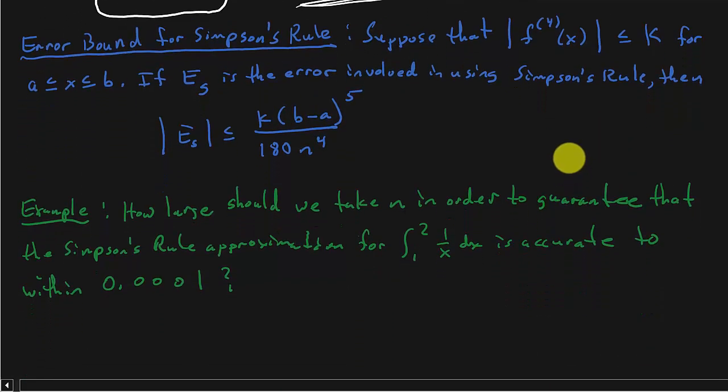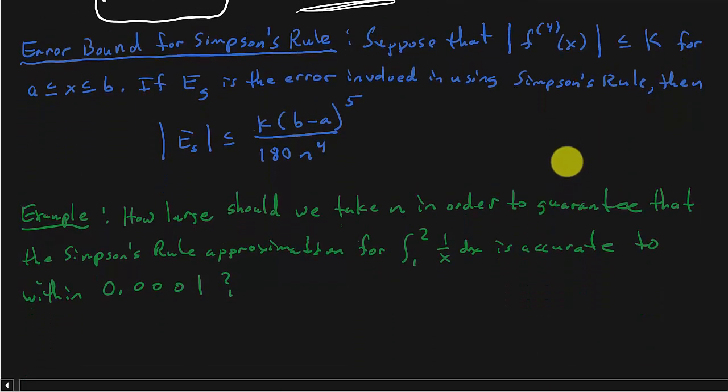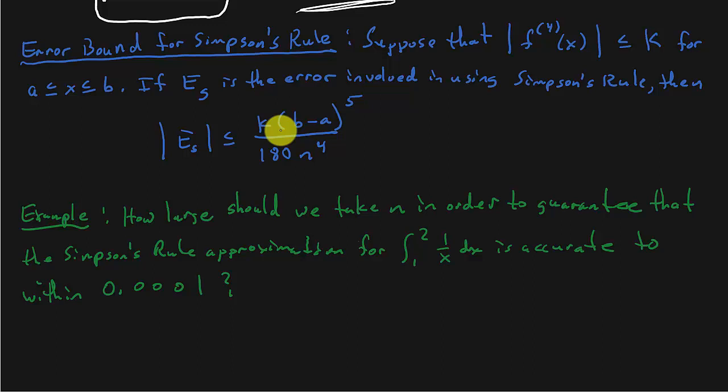All right, so now let's look for the error bound for Simpson's rule. Suppose that the fourth derivative of f(x) is less than or equal to k for x between a and b. Then the error involved in using Simpson's rule is less than or equal to k times (b minus a) to the 5th over 180 times n to the 4th. It's the same thing, it's just a different formula. That's all.